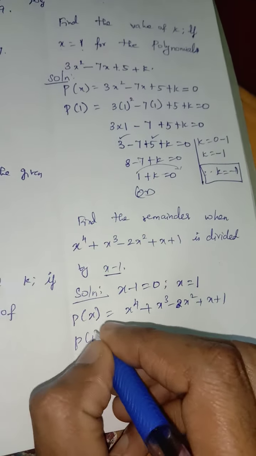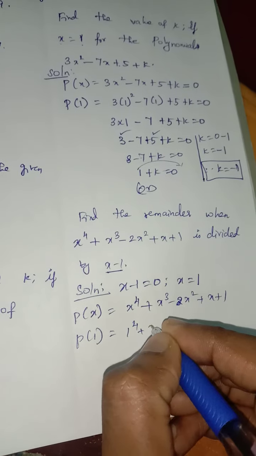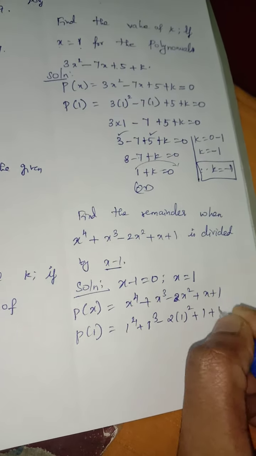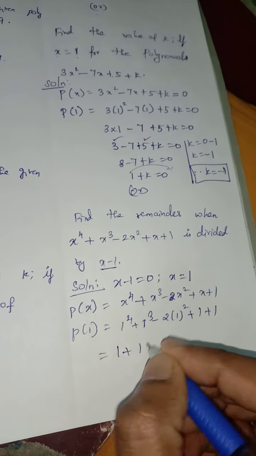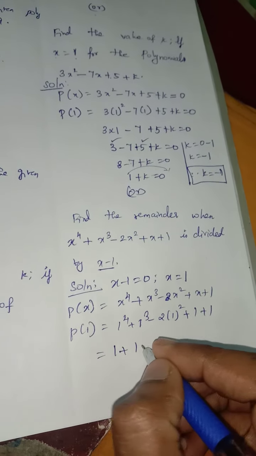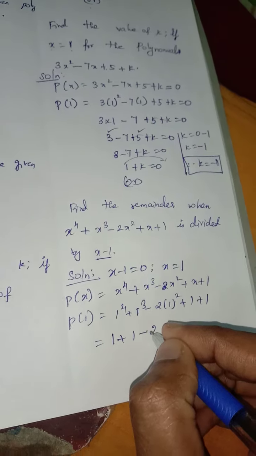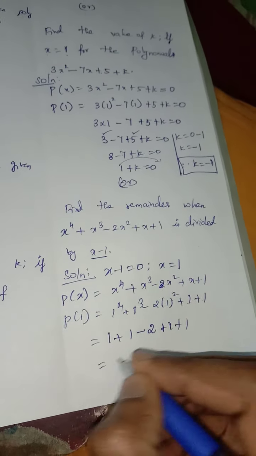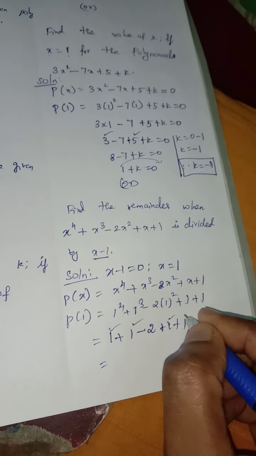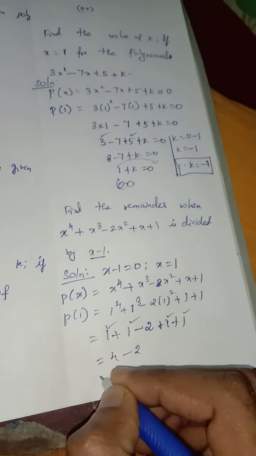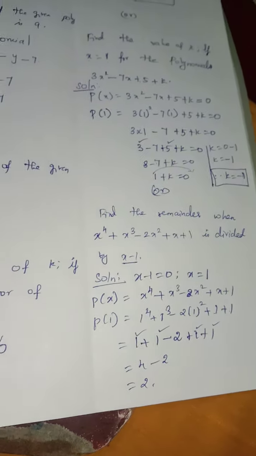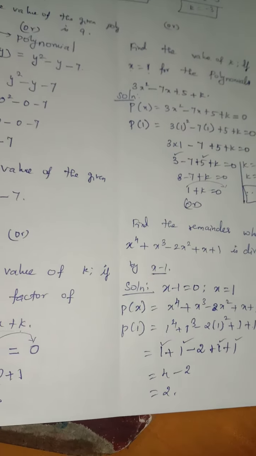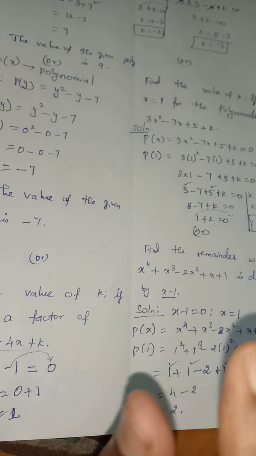So the value of x is 1 again, so 1 power 4 plus 1 cube minus 2 into 1 square plus 1 plus 1. So 1 power 4 is 1, 1 cube is 1, minus 2 into 1 square also 1 only, plus 1 plus 1 plus 1. So 1 plus 1 plus 1 plus 1, that is 4 minus 2. 4 minus 2 is 2. That's all. So the remainder of this is 2. That's all, very simple, just substituting the value and finding the answer.